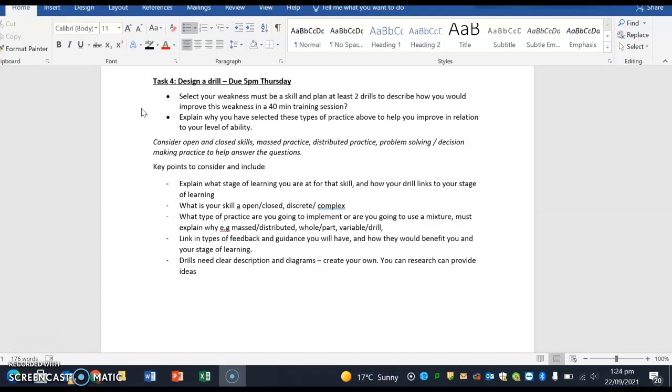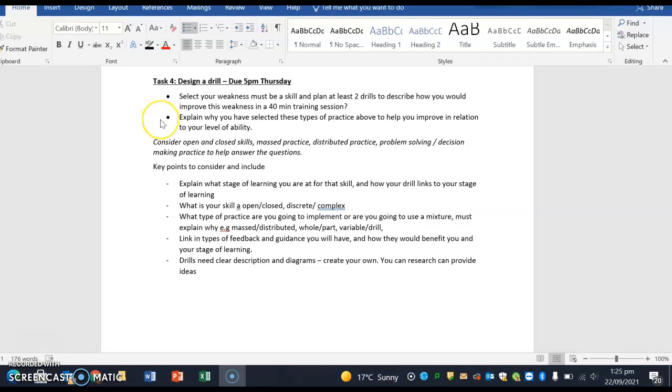So you are to select a weakness. It must be a skill, and plan at least 2 drills to describe how you would improve this weakness in a 40-minute training session. So if we had a period at school, you are to select a weakness and then 2 drills and describe how that will improve it. That's the essence of what we're going to do for this part. I have down below how you're going to do that and the aspects that you have to think about to get that 5 out of 5.